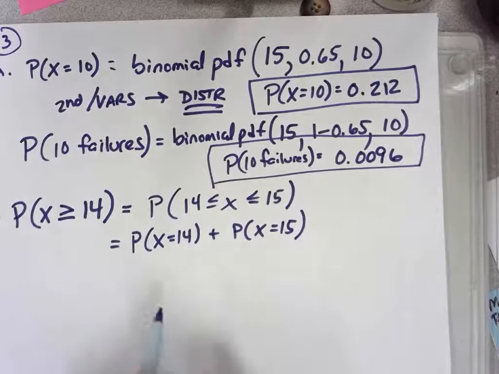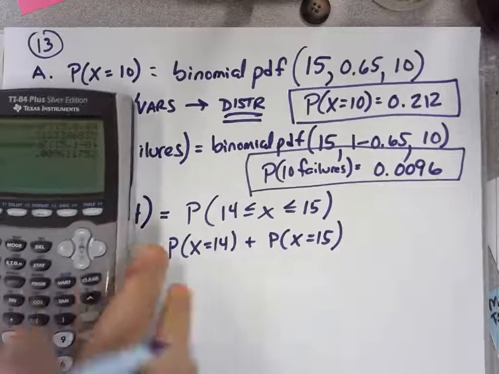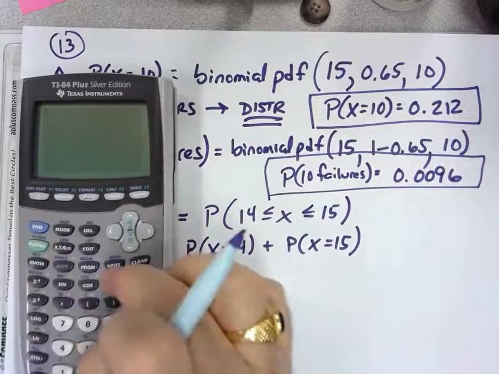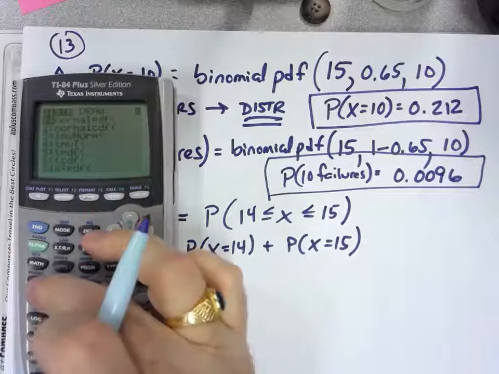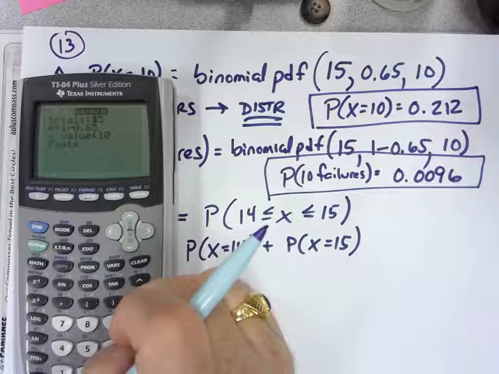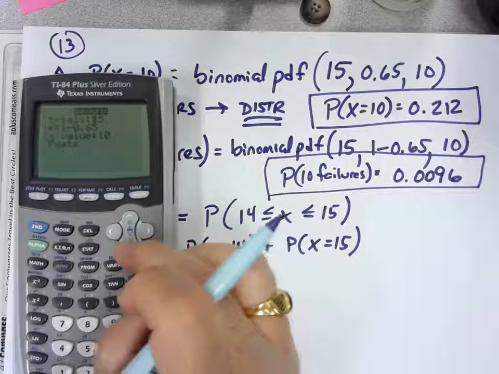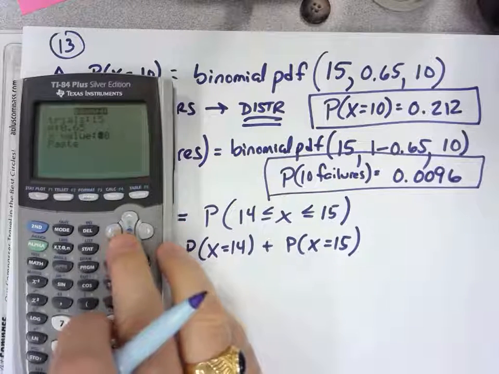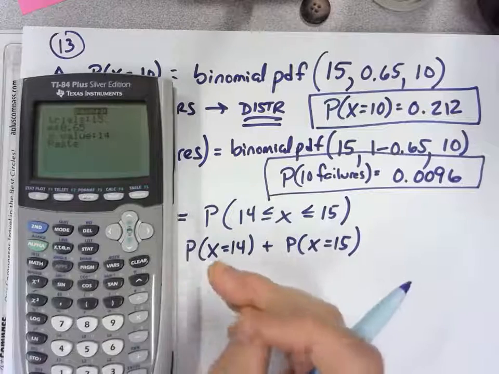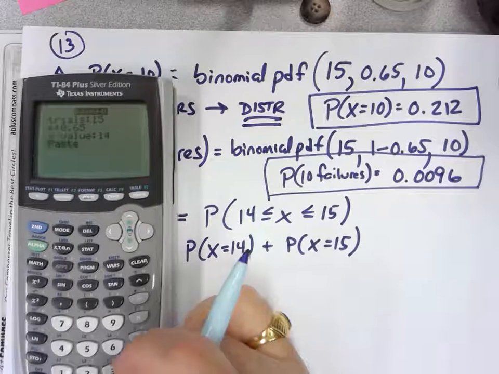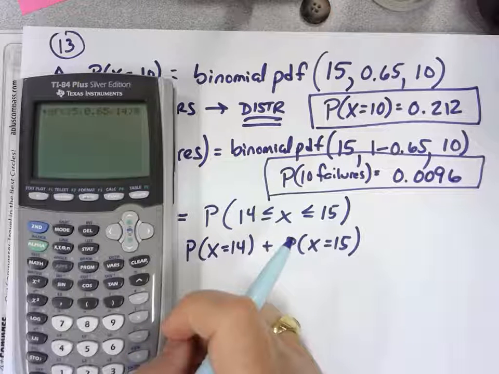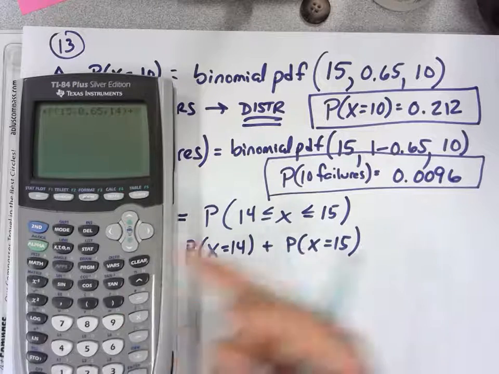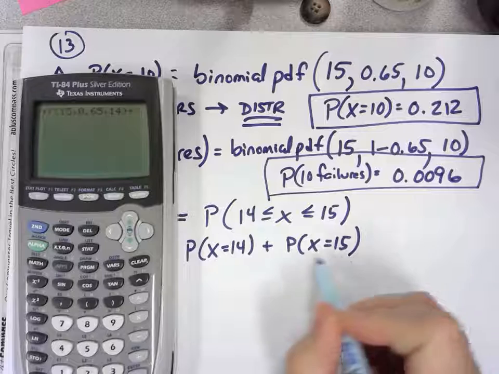How do I put that in the calculator? Well, one way is to do this. I can do second vars. Alpha A is the binomial PDF. Again, we still have 15 trials. My success is 0.65, so I'm going to change that back, and I want the binomial PDF for 14 successes. I put the successes where the trial was supposed to be. Then I'm going to do plus, because I'm going to add to that the probability of 15 successes.